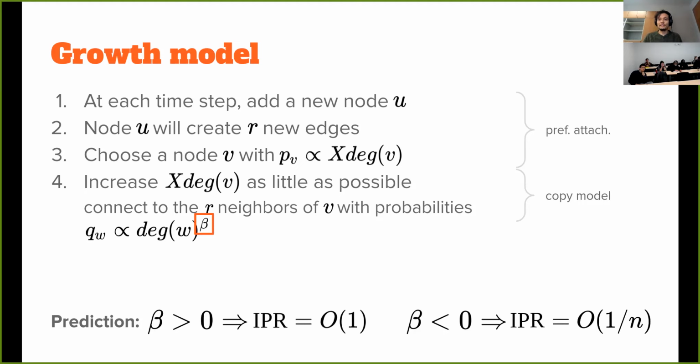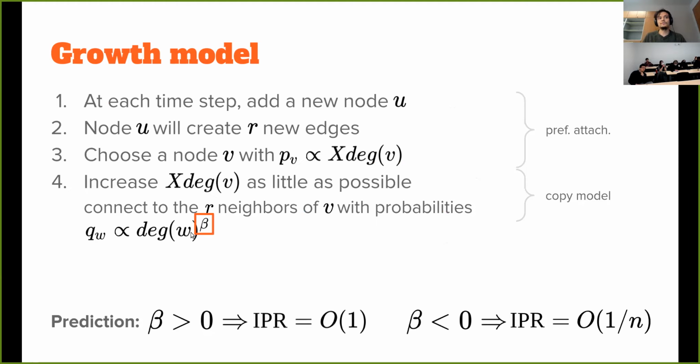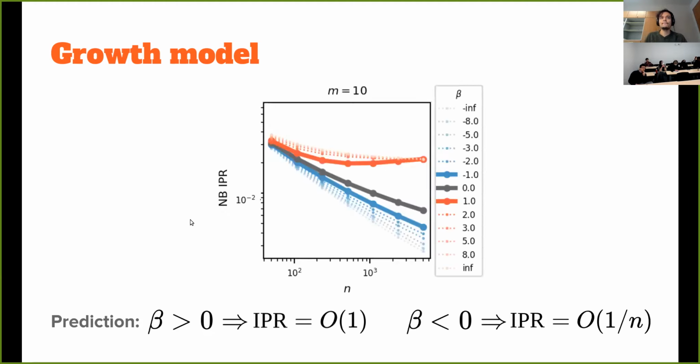So I coded this up like 2 weeks ago, and it actually works, to my surprise. These are some experiments. Here you have the size of the network. Here is the IPR of the non-backtracking principal eigenvector. This is adding 10 edges at a time to the network. Red lines correspond to positive values of beta, which after a little bit seem to be leveling off to a constant, which means a localized eigenvector. Blue lines are negative values, which are very much decreasing with the size of the network. The gray line is for beta equal to 0, meaning choosing the neighbors in the second step uniformly at random. So that's what I wanted to see.